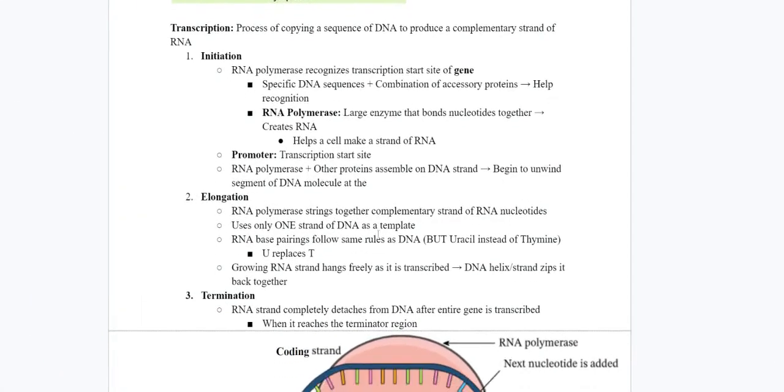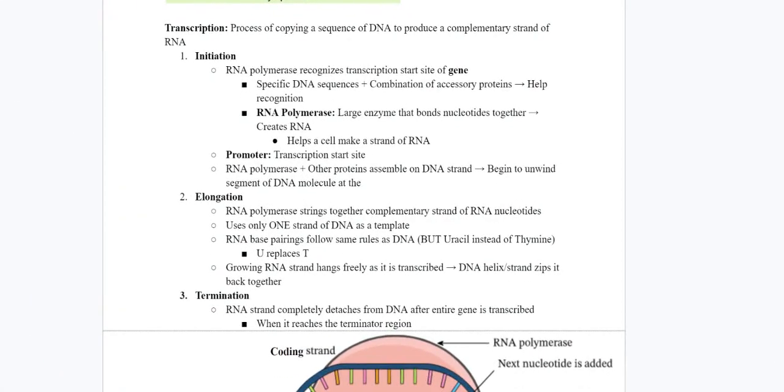Okay, next we're going to talk about transcription. For DNA replication, we already learned that last year, so now we're going to skip over that and go to transcription. Transcription, memorize the definition: it's the process of copying a sequence of DNA to produce a complementary strand of RNA. In other words, it's a process where we use DNA to create RNA.